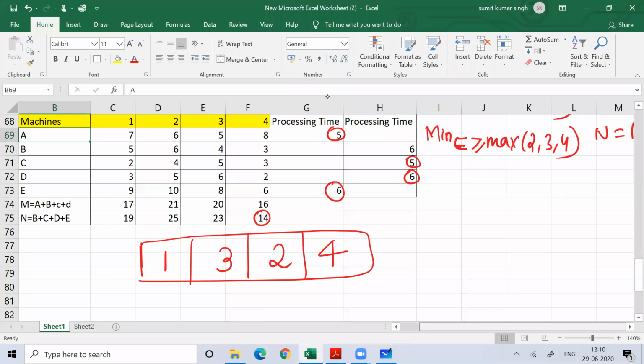So first we will do job 1 on machine A, followed by working on job 3. After job 3, job 2, and then job 4. After that, we will calculate our idle time and the processing time, the total time to work on the given challenge. So that is what we need to do.